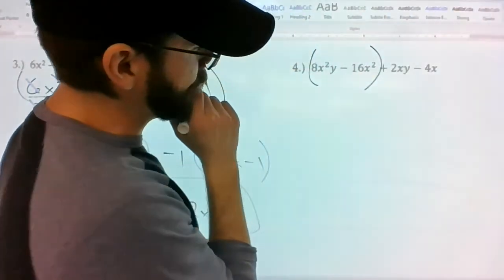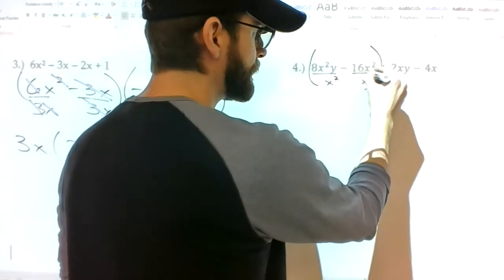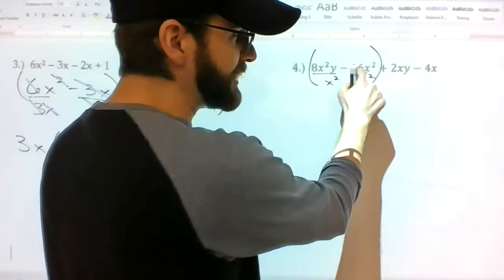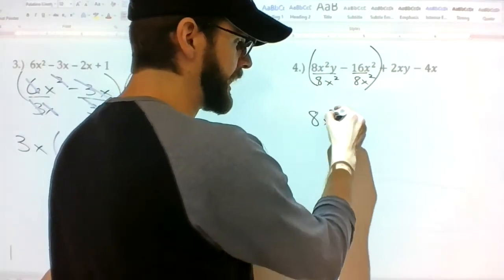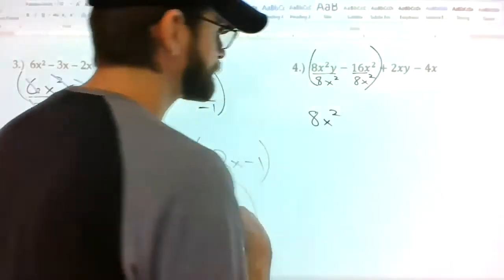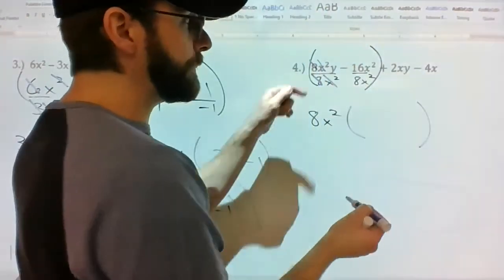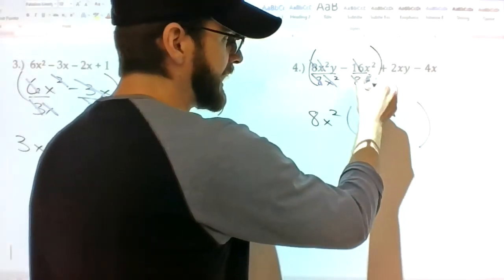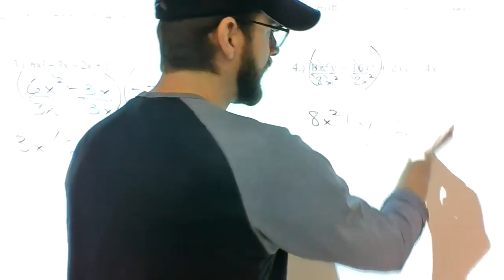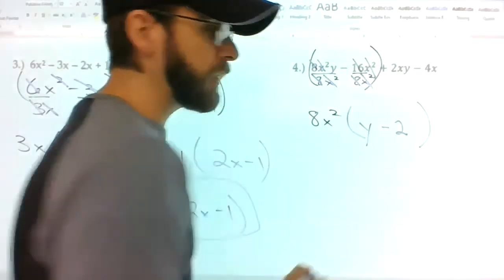All right, first group, I can divide out an x squared for sure. But I can also throw an 8. 8 goes into 16 twice. So the 8x squared goes on the outside. 8 divided by 8 is 1. X squared divided by x squared is 1, but there's a y. 16 divided by 8 is 2. X squared divided by x squared divides out. So it's going to be, that minus is still there, y minus 2.